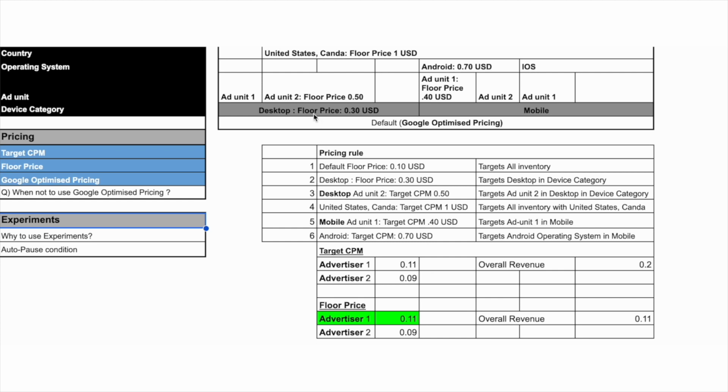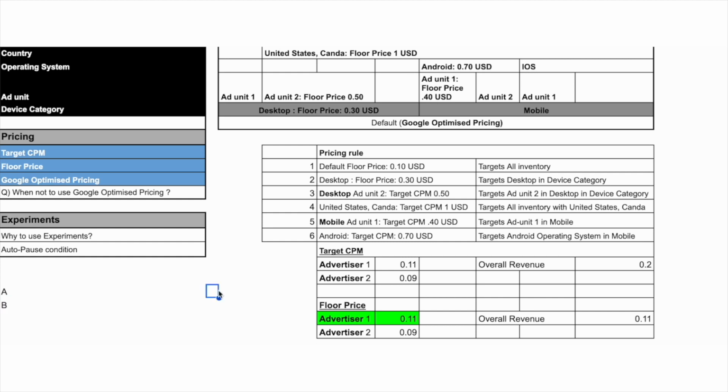So you have set up a floor price of 0.30 USD, and now you think your inventory for desktop is much better. The holiday season is coming in, so you want to set a higher price. But before doing that, you want to run it via a Google experiment. So what you want to do is split your inventory into two tests, A and B.